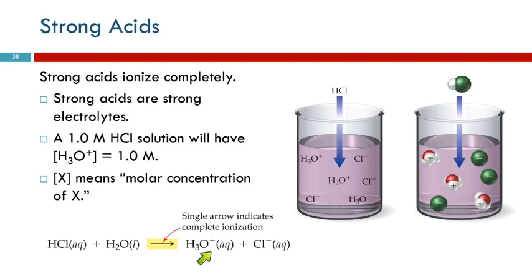It means complete ionization. And so what we'll say about this is a 1 molar HCl solution will have [H3O+] equal to 1 molar. And when we put the brackets around a compound, it means concentration in moles per liter. So the concentration of H3O+ is 1.0 moles per liter because it's the same as the HCl, all of it ionized. So if I had 1 mole of this, I'm going to end up with 1 mole of hydronium ions.